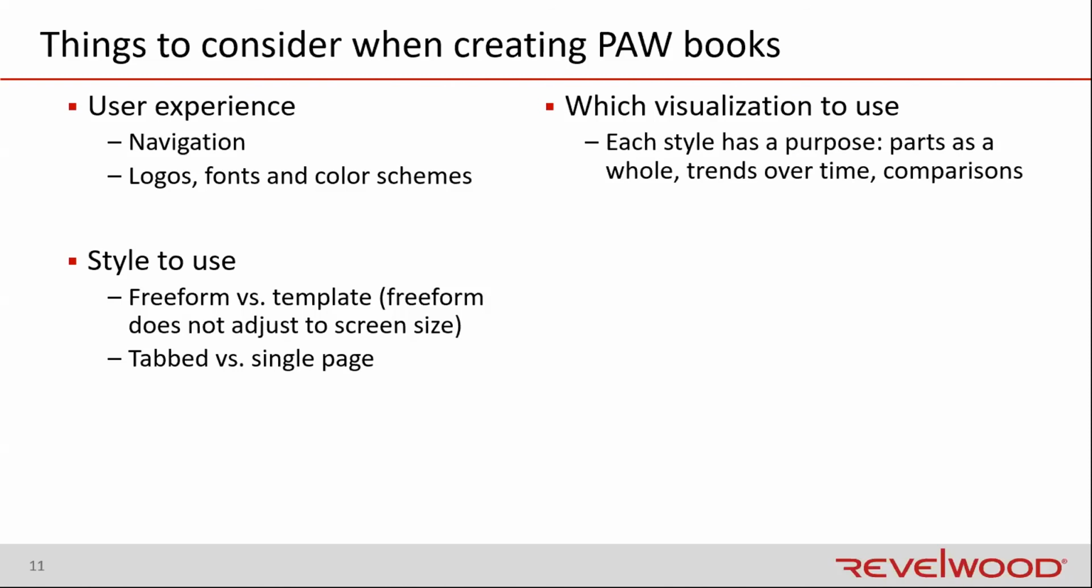Comparisons. This is where you're going to have your bars and columns. This is where you might have your geographic maps. This is where I want to be able to look at Department A versus Department B, or Product A versus Product B. All of these visualizations have a purpose, and the thing to think about is, what story are you trying to tell?